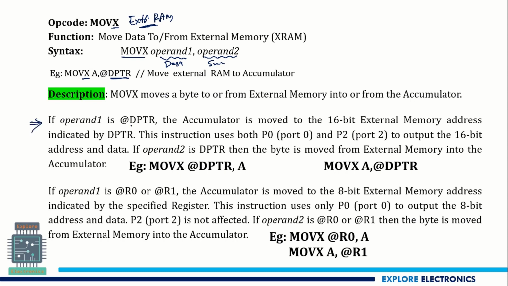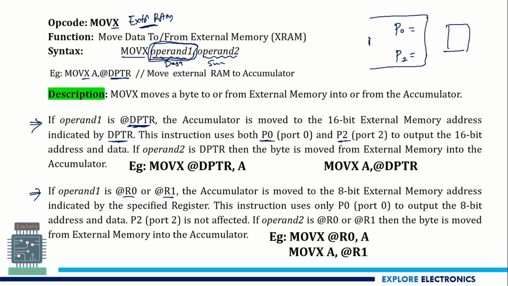If operand 1 is DPTR, we need to observe what happens. If operand 1 is R0 or R1, we need to observe what happens. Operand 1 in the sense when the destination is DPTR, then what happens? The accumulator is moved to the 16-bit external memory address indicated by the DPTR. The instruction uses the P0 port and P2 port. Why are the P0 and P2 ports indicated here? These two ports are going to be used for accessing the external memory connected. External memory is connected external to the microcontroller.